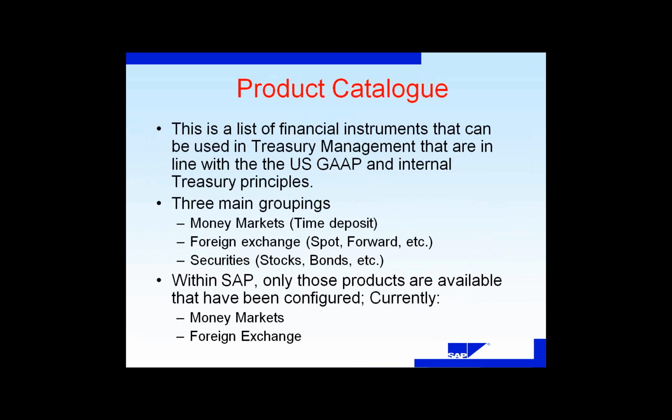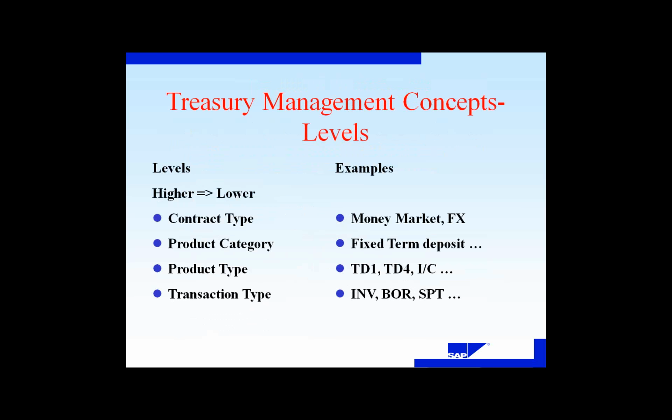So in treasury, you have a product catalog. Product catalog consists of money market, foreign exchange, and also securities as well as your interest rate swaps. Within the product catalog, within the groupings you have product types. Within the product types you have flow types, and also you have transaction types. So here you have contract types, within which you have product categories, product types, and transaction types. And we looked at that in the configuration.